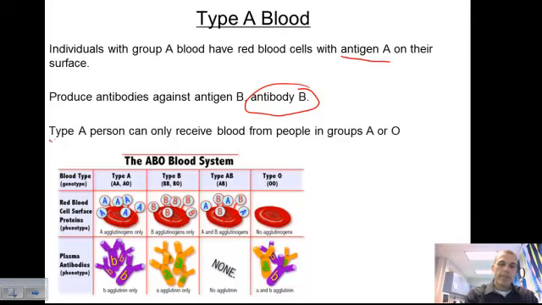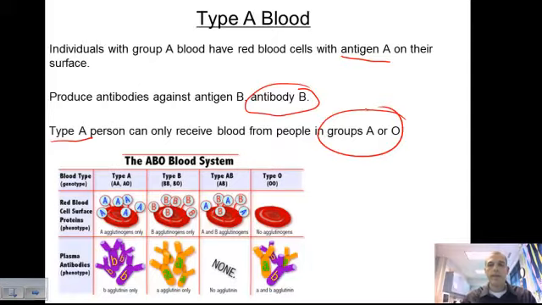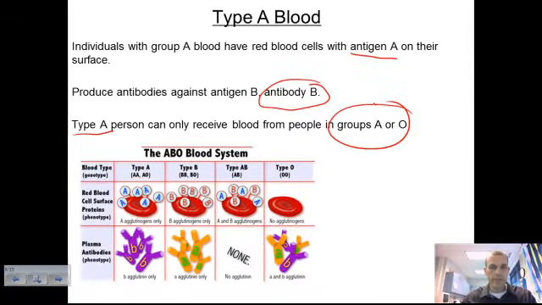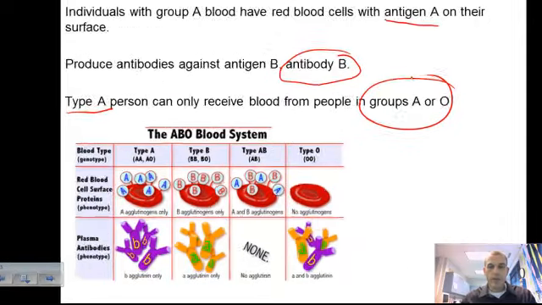And if you're a type A blood person, you can get blood from a group A or a type O person. A type O person is referred to as a universal donor, and we'll talk about that in a few minutes, about why they're a universal donor. But you can get blood from an A or an O person.